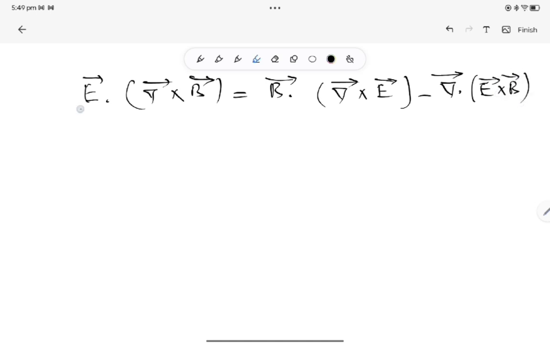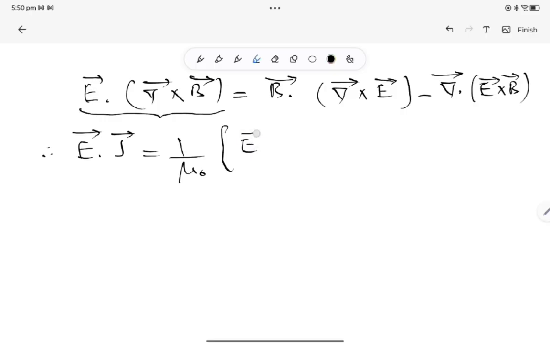Now using this value of E dot del cross B in the expression for E dot J that we already derived, we have E dot J is equal to 1 by mu naught E dot del cross B minus epsilon naught E dot del E by del T. This is the expression for E dot J that we derived already.